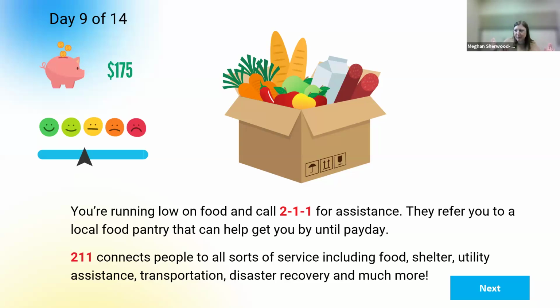So the Thompsons are so happy that someone told them about 211. We want to shout 211 from the rooftop. So 211 connects people to all sorts of services, including food, shelter, utility assistance, transportation, disaster recovery, and so much more. So really 211 is there for all of those health and human service related needs.